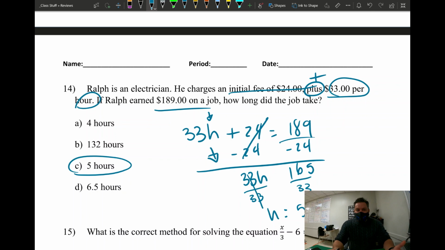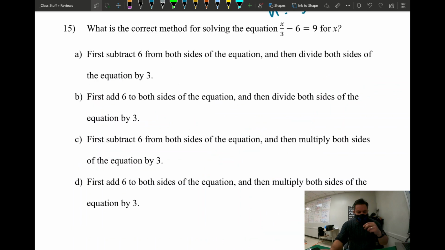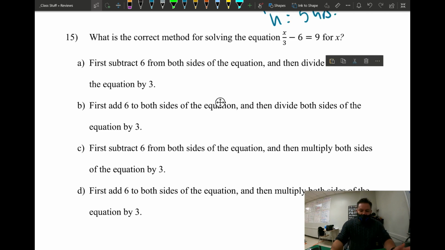See if we can make another one. What is the correct method for solving the equation? So what do you do first in order to do this? X over 3 minus 6 equals 9. What is the first step? First, you gotta add 6, right? That's the first thing you have to do. So let's look at this one. First, subtract 6. No, we're not subtracting. We have to do the opposite. B says add 6, maybe. This one says subtract 6. This one says add 6.